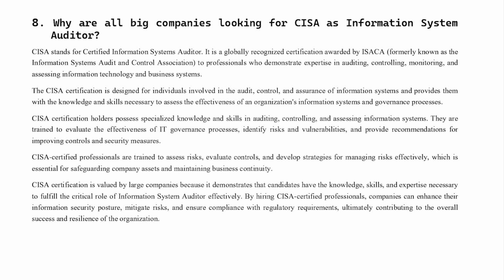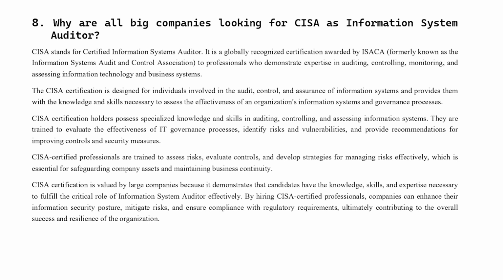The CISA certification is designed for individuals involved in the audit, control, and assurance of information systems and provides them with the knowledge and skills necessary to assess the effectiveness of an organization's information systems and governance processes.